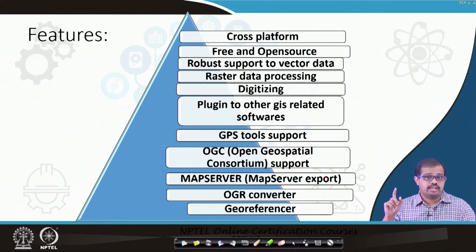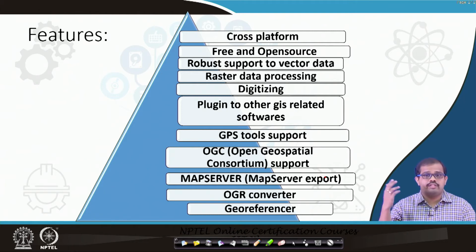Robust support for vector data. Vector data is its prime point. Handling vector data is where QGIS excels. You have probably seen how well it can handle vector data in the last 2 weeks of this particular course. Then you have raster data processing. This is with the help of GRASS. As we spoke previously, GRASS is very effective in terms of handling raster data. So this combines GRASS with itself, and the raster data processing is also quite effective.